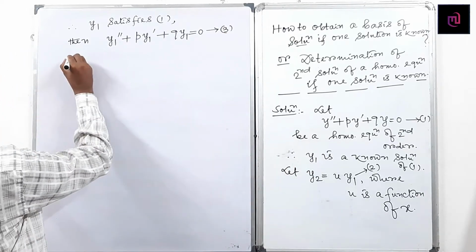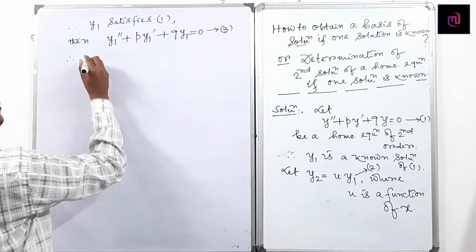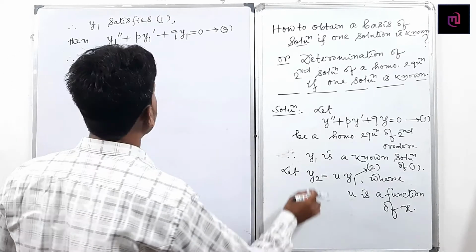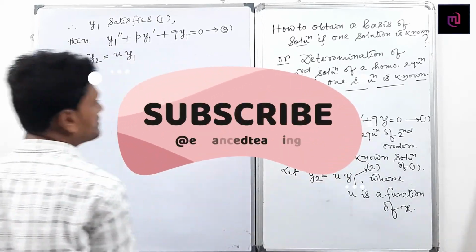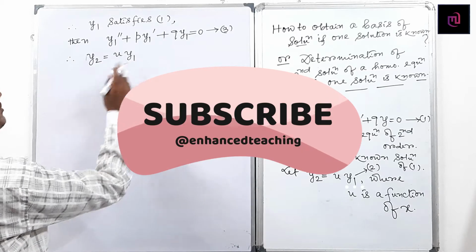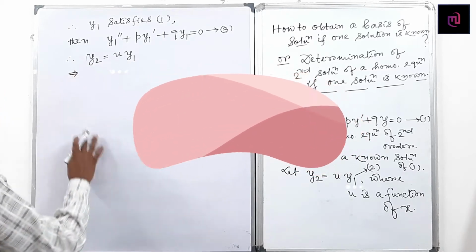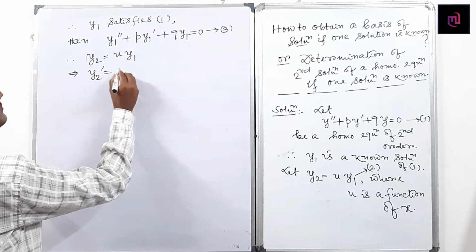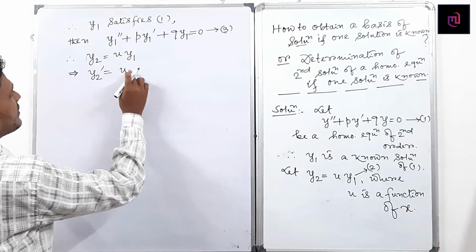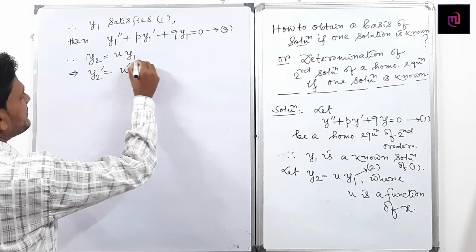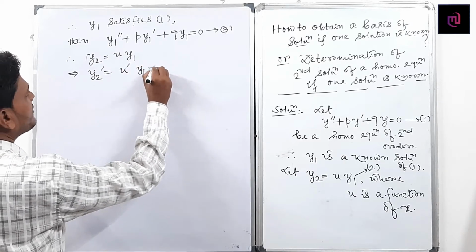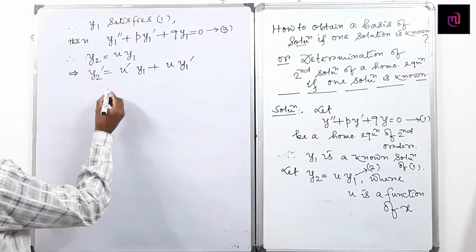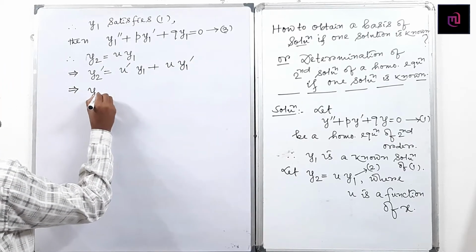Again, y2 equals u into y1. For solving this equation, I require y double dash. Taking the ordinary derivative with respect to x on both sides, where u is a function of x, y2 dash becomes: derivative of the first function into the second function y1, plus the first function u into the derivative of the second function. Now y2 double dash.